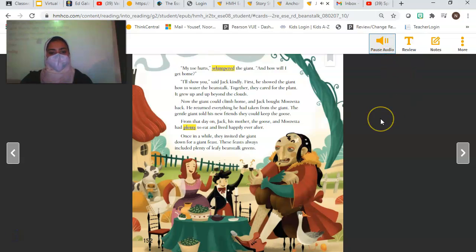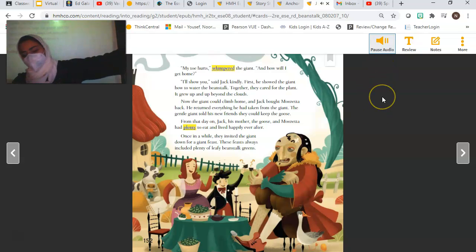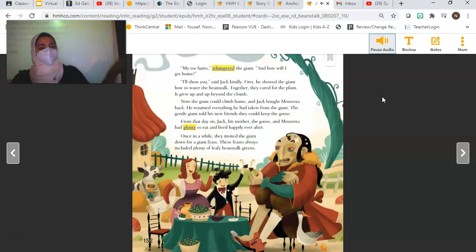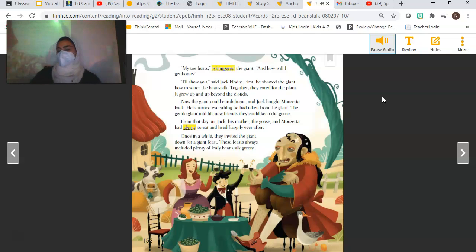"My toe hurts," whimpered the giant. "And how will I get home?" "I'll show you," said Jack kindly. First, he showed the giant how to water the beanstalk. Together, they cared for the plant. It grew up and up beyond the clouds. Now the giant could climb home, and Jack bought Musetta back.